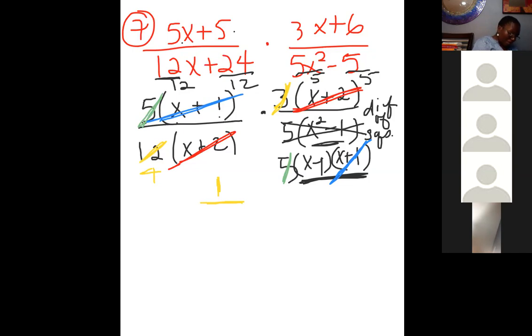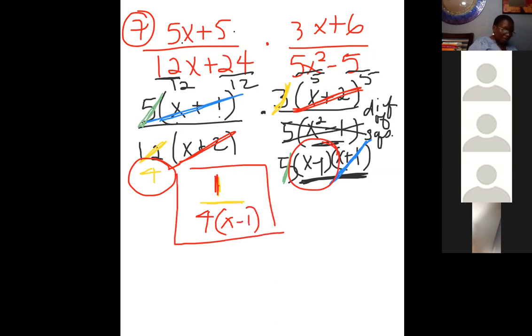So on this one right here, the numerator is going to be 1, but in the denominator, we have a 4, and we have an x minus 1 left over. So here's our answer. The reduced form of this problem, okay?